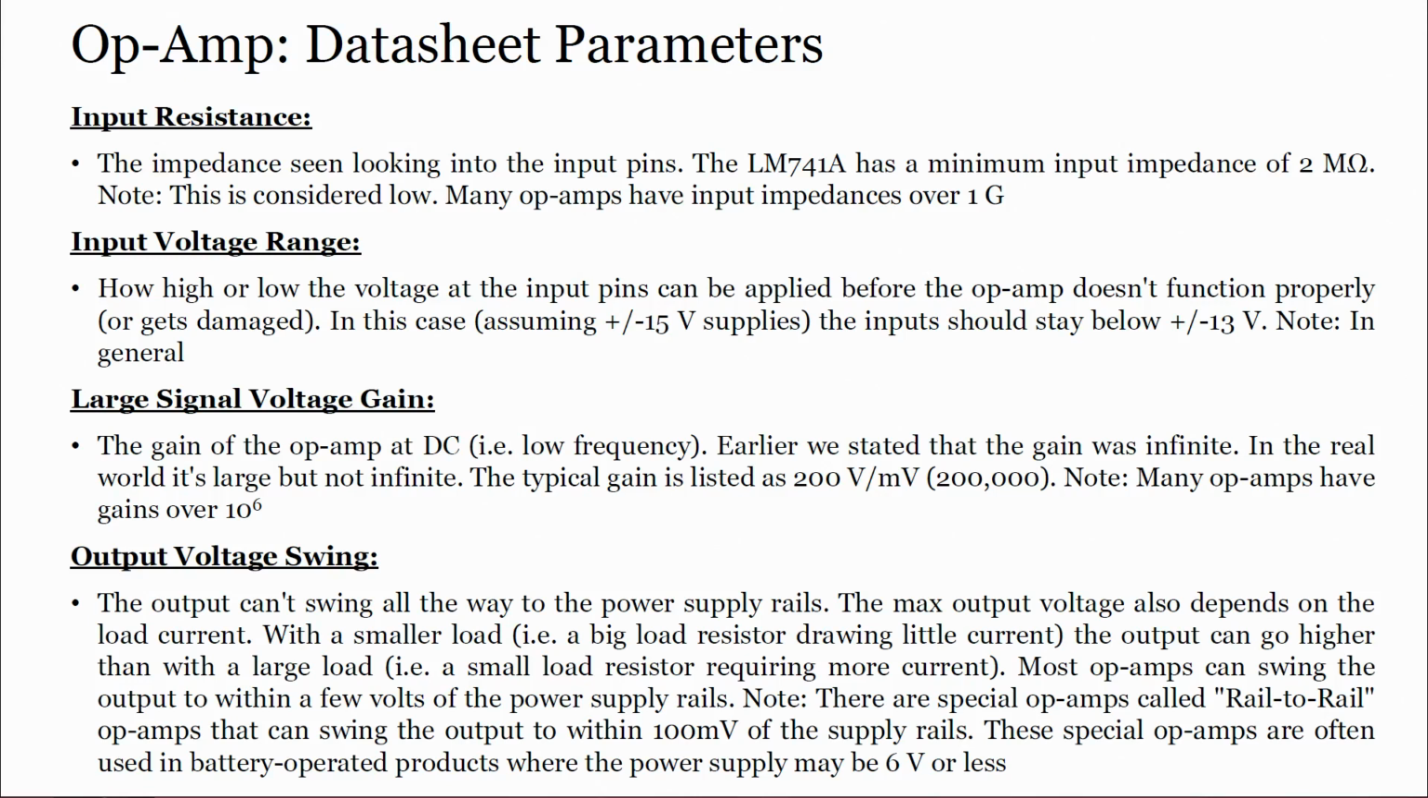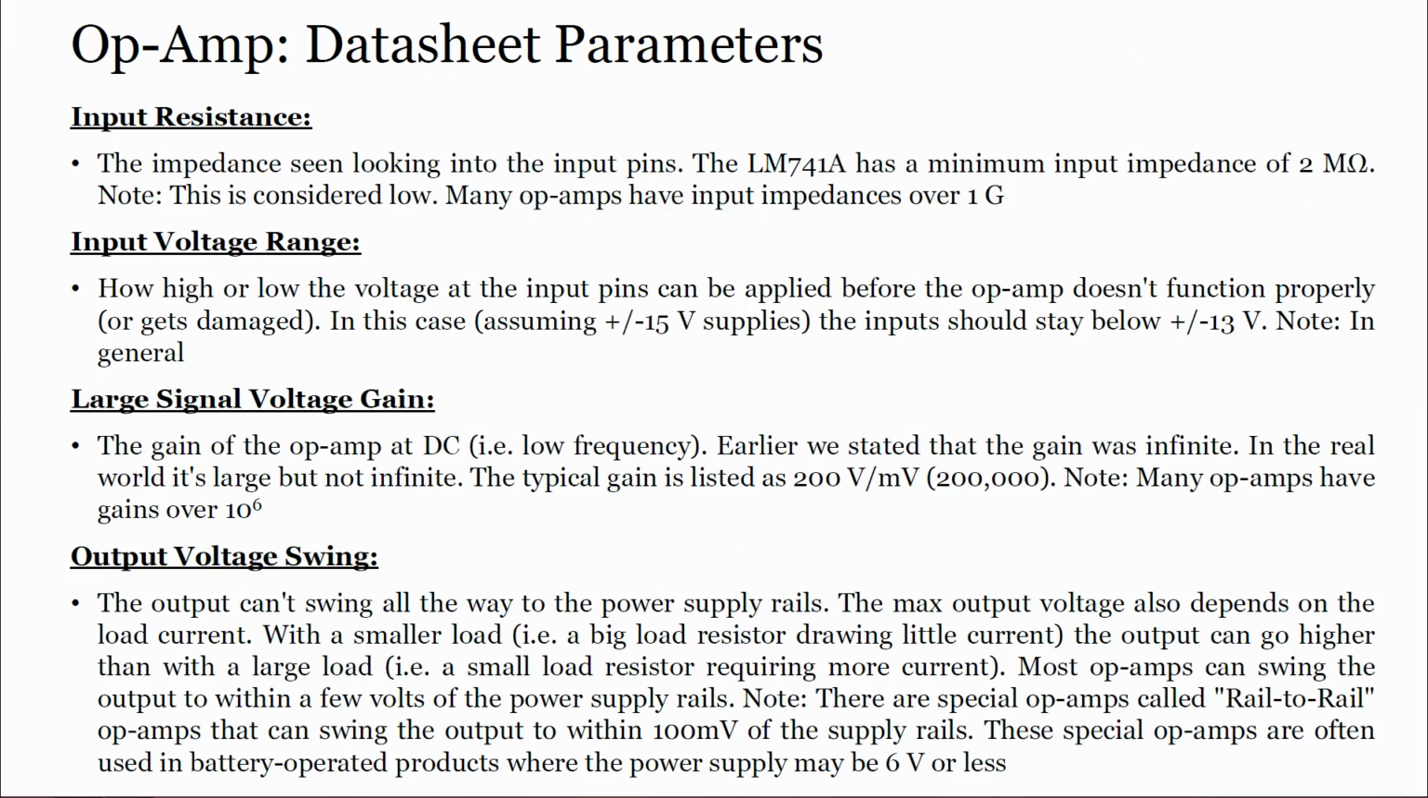These are the parameters you will see in the data sheet. So, impedance looking into the input pins: the LM741 has a minimum input impedance of 2 mega ohms. Many op amps have an input impedance of 1 giga ohm or more, alright.